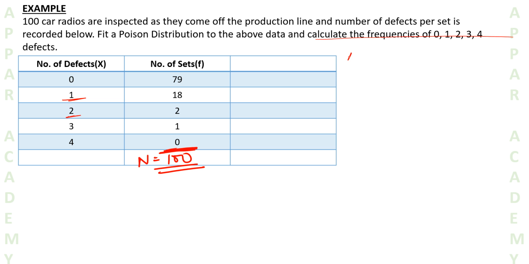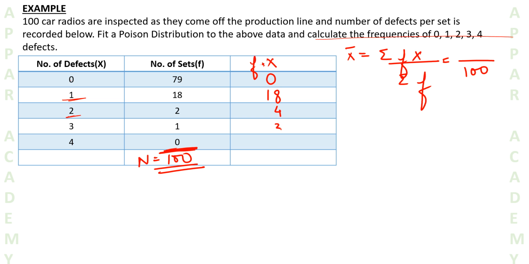In order to compute mean, we know that mean is equal to summation fx upon summation f. So first of all we know the value of summation f, that is n, that is 100. Now we need to find summation fx. For that we need a column f into x, right? F into x, that is this multiplied by this. So this becomes 0, 1 into 18, 18, 2 into 2, 4, 3 into 1, 3, and 4 into 0 is 0. Then we need a summation fx, so we need to sum this up.